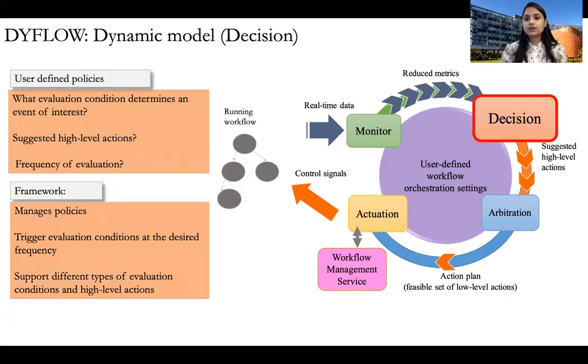The second stage is the decision stage, which takes the simplified reduced metrics and evaluates them. Based on this evaluation, it determines if an event of interest has happened. If such an event happens, it forwards certain suggestions to the next stage. In this stage, the user can customize what kind of policies they want to establish at runtime. Each policy determines an evaluation condition which represents an event of interest. In response to these events, users can suggest what kind of actions they want to perform for their workflow. They can also set the frequency at which they want this evaluation to happen.